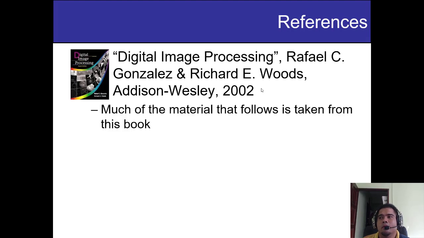Okay, so it's a good textbook for those who want to learn biomedical image processing or digital image processing. Like I said before, the biomedical image processing course is almost similar to digital image processing. The difference is just the application.